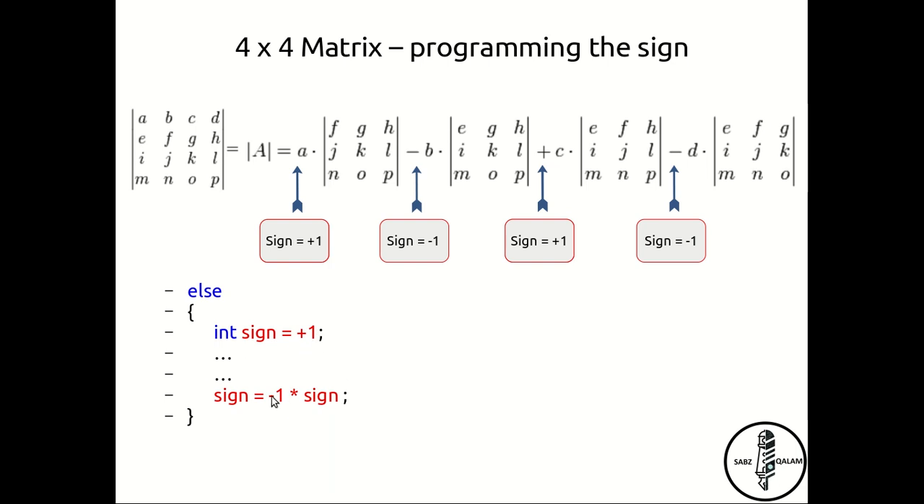And in every iteration, we're just going to flicker the sign. So if it's positive 1, in the next iteration, it's going to be minus 1. In the next iteration, it's going to be minus 1 times minus 1, which is plus 1. And the next iteration is again going to be minus 1.